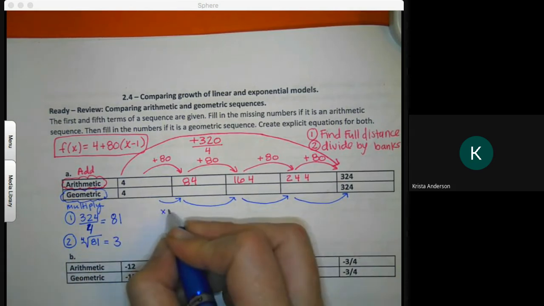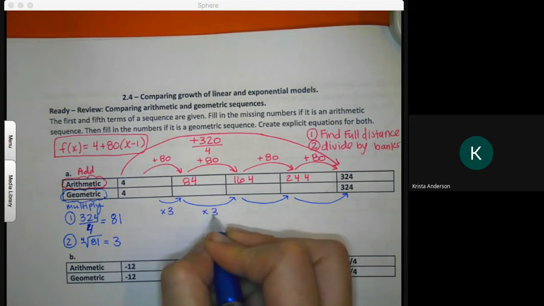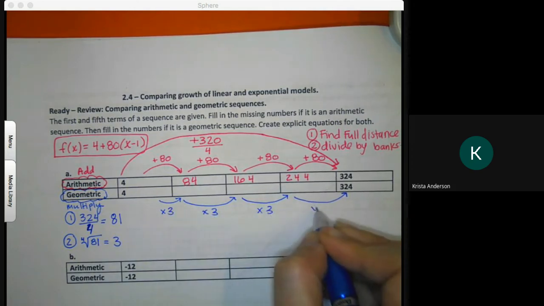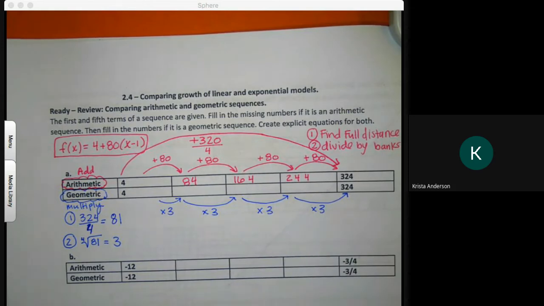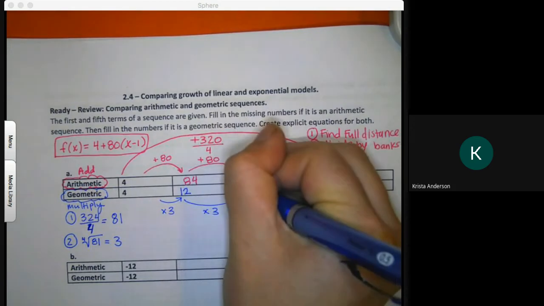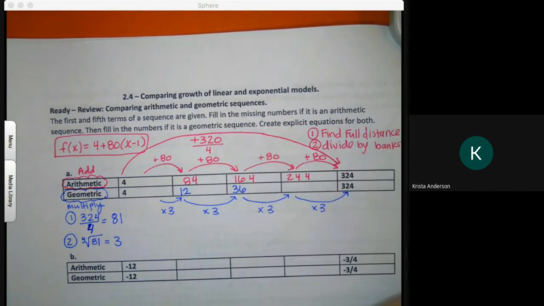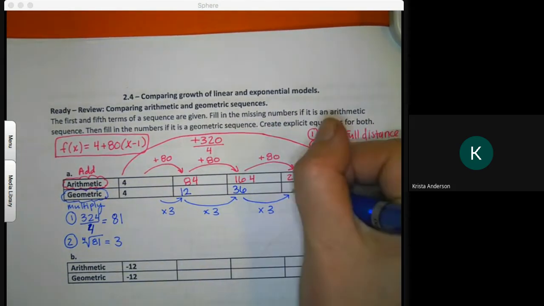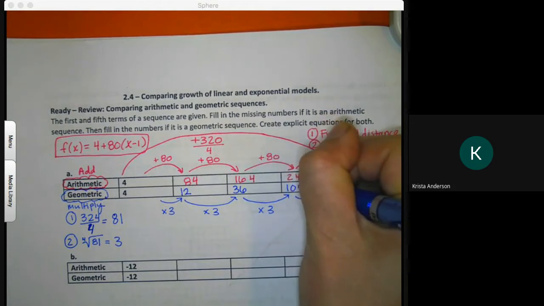Each time it multiplies by 3. That would be the ratio. Fill in the blanks. 4 times 3 is 12. Times 3 is 36. Times 3 is 108.